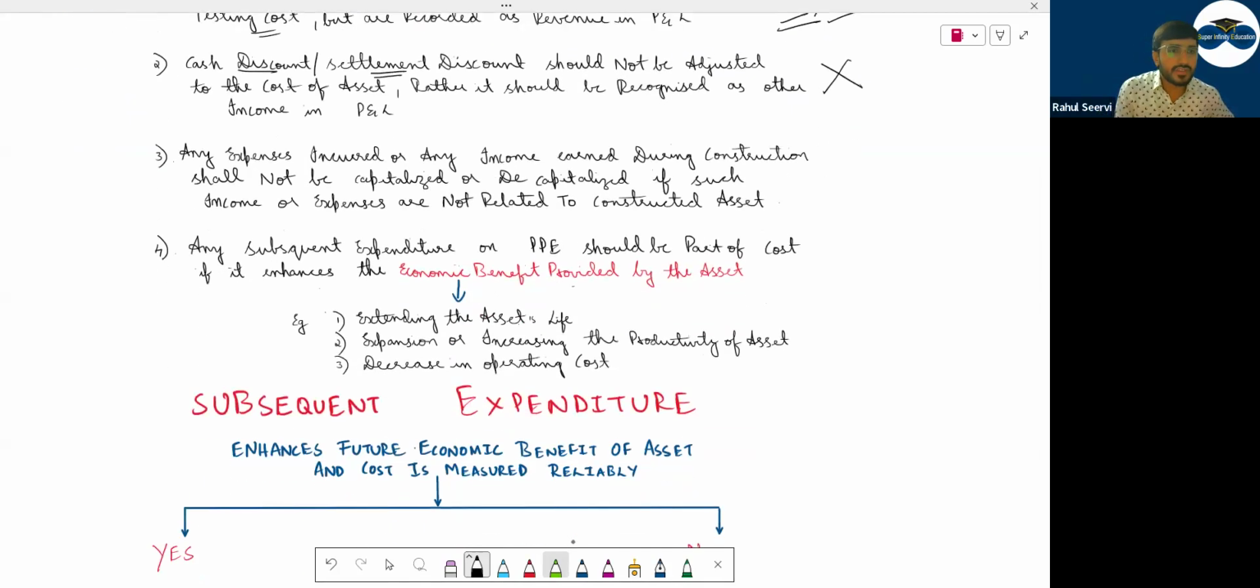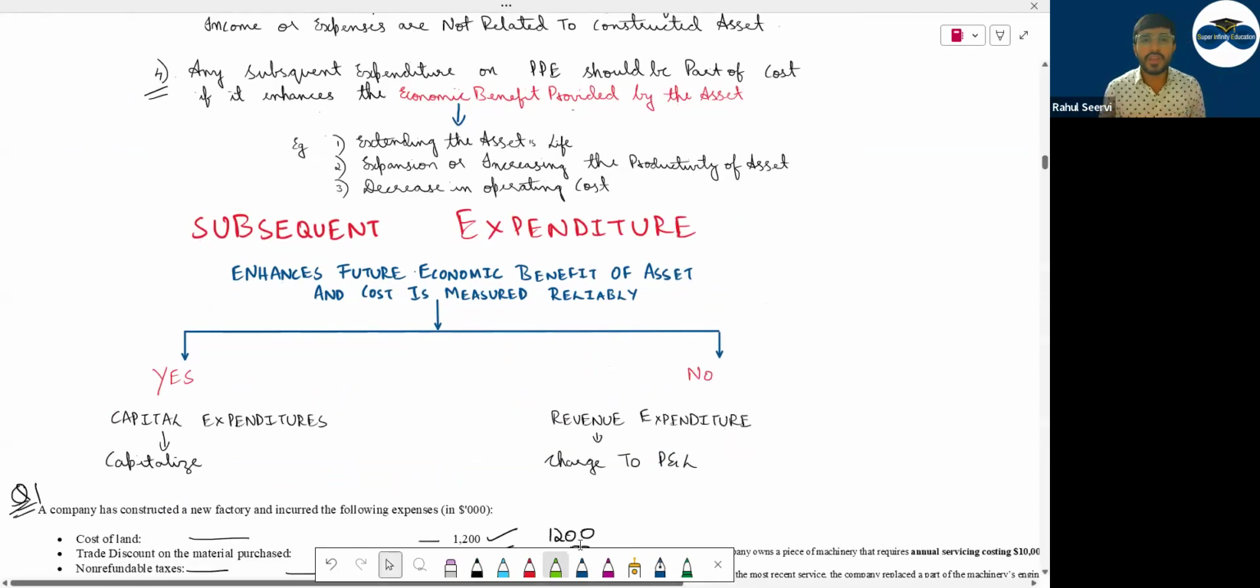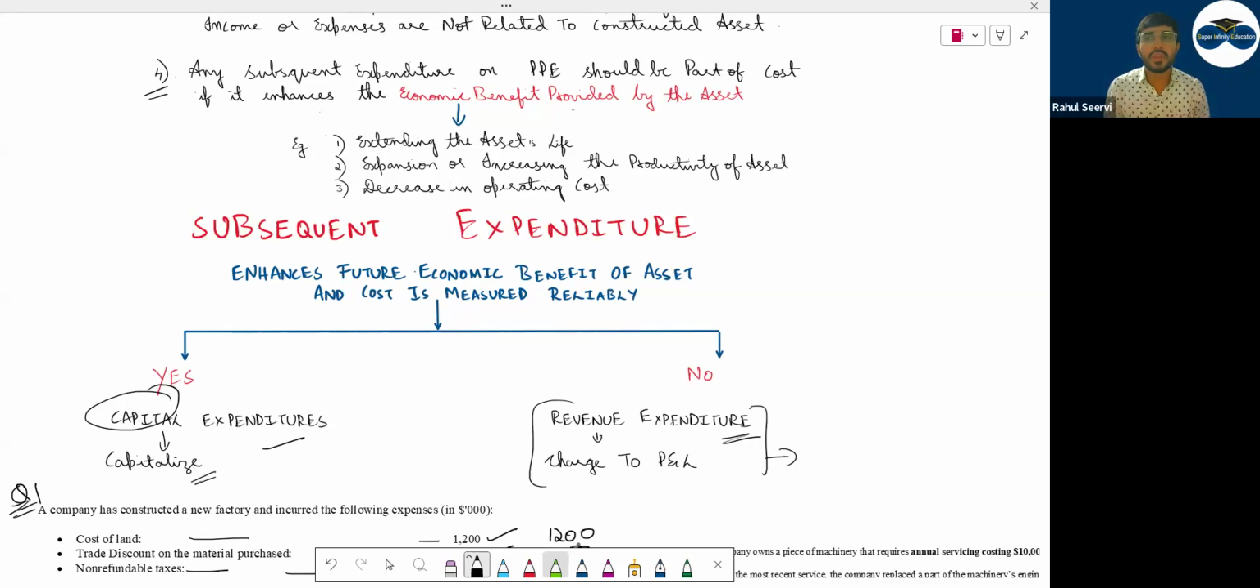Now, coming to this topic, subsequent expenditure. What does this mean? Once you have purchased the asset, every year there could be some expenditure on it. Like we have discussed, revenue expenditure and capital expenditure. Subsequent expenditure is of two types, yes or no? Capital expenditure, you will include in the cost of the asset. Revenue expenditure, you will charge to P&L, in the operating category.